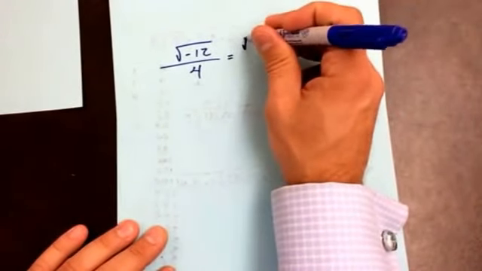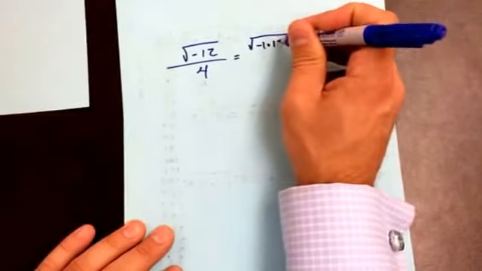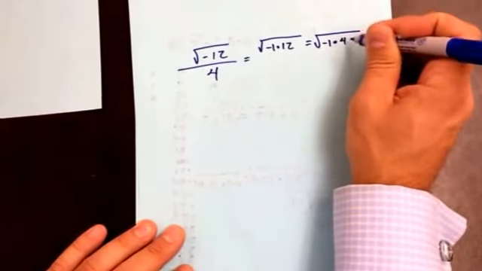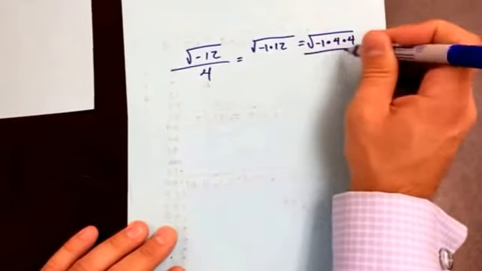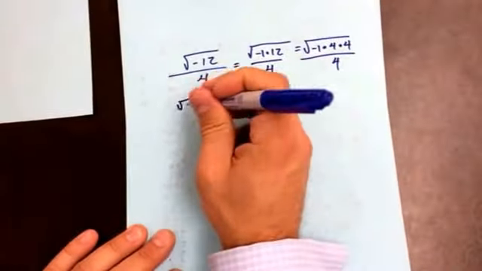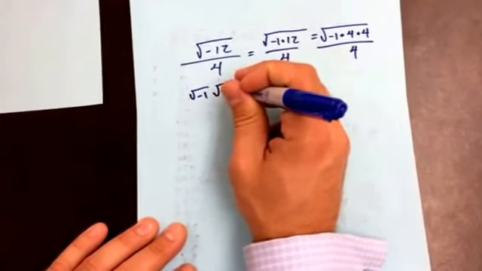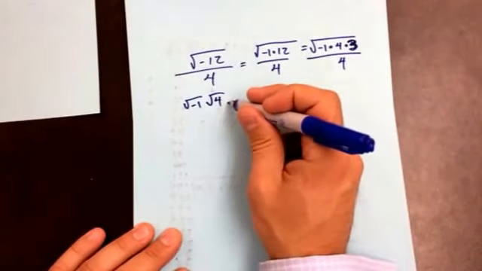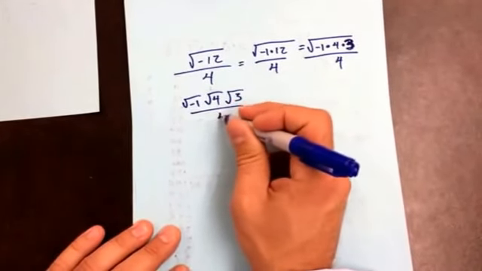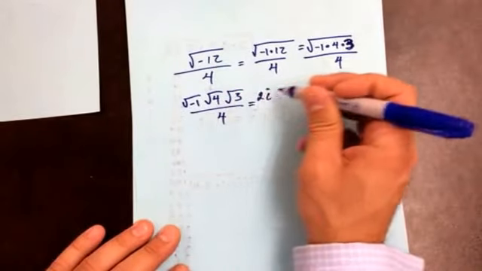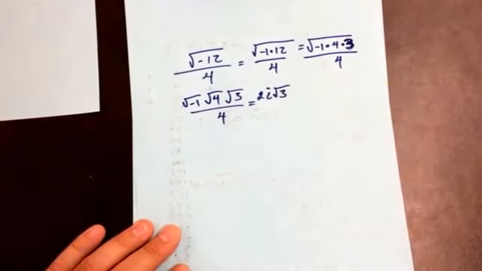The square root of negative 12 is going to be negative 1 times 12, which is going to be negative 1 times 4 times 3. And this is still over 4. I'm going to break it apart into separate square roots. Whoops. I said 3, I think, but I wrote down 4. Square root of negative 1 is i. Square root of 4 is 2. Square root of 3 I can't do.